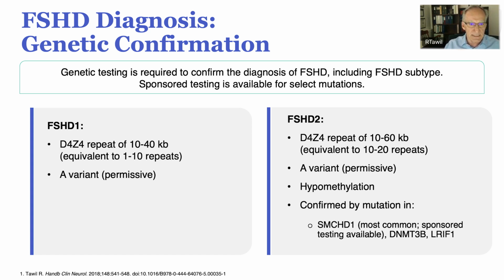In FSHD type 2, it gets a little bit more complicated. Again, you have to show that you have repeats between 10 and 20. That's in the normal range, but if you demethylate that region and you have an A variant, that's enough to cause the production of DUX4 again. So you have to measure the size of the repeat, determine that you have a permissive A variant, and then measure the hypomethylation level. It can be confirmed by looking at SMCHD1, which is the most common and only sponsored gene for testing for FSHD type 2. Next.